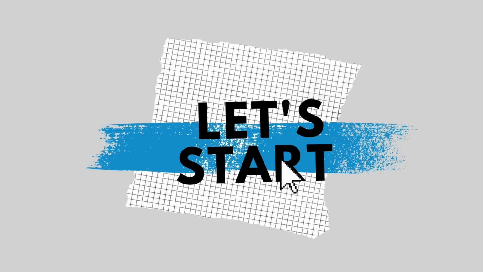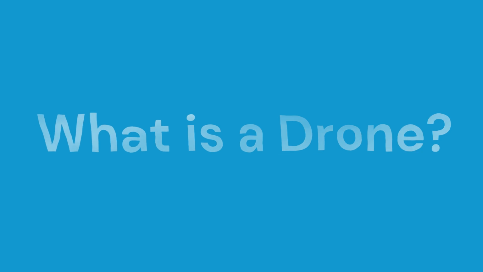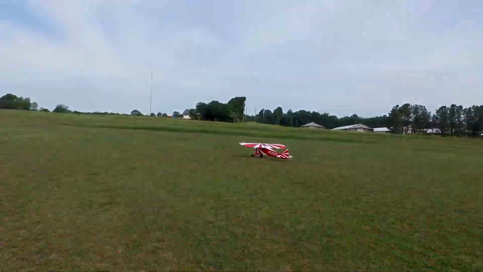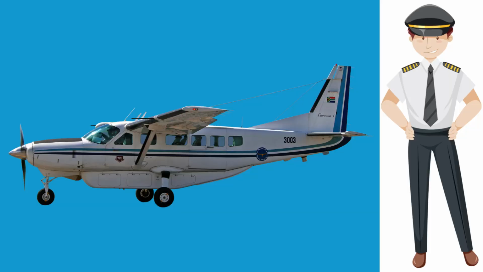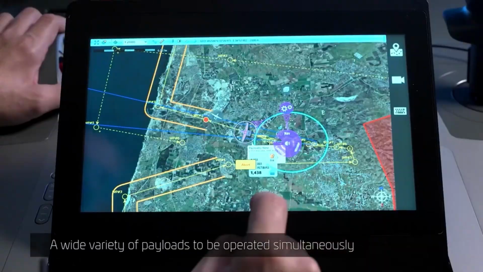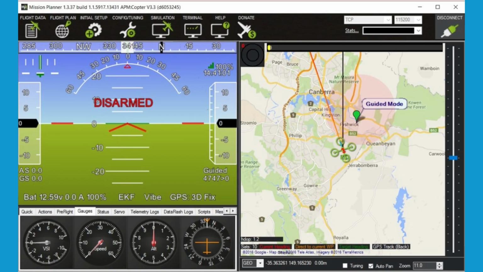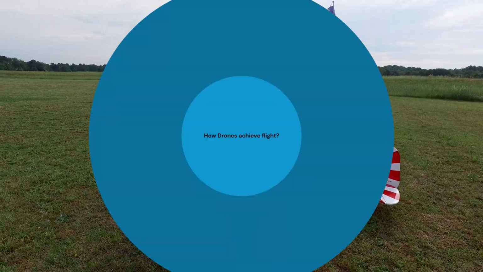Let's start with the basics. What exactly is a drone? A drone, or unmanned aerial vehicle, is an aircraft without a human pilot. They can be controlled remotely or fly autonomously using software. Now let's break down how drones achieve flight.